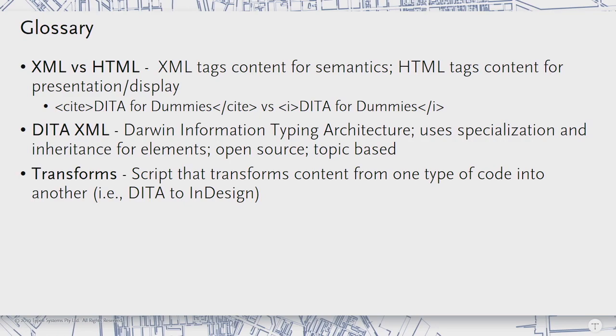Secondly here, DITA XML. DITA stands for Darwin Information Typing Architecture. It uses specialization and inheritance for elements. So it's called Darwin because it's sort of like Darwin's theory of evolution, where elements inherit features from their parents. And it's open source and it's topic based. So that means each file is just about one topic or concept. So they're much smaller files and you can move those around pretty easily.